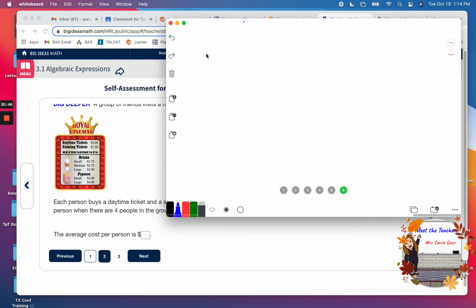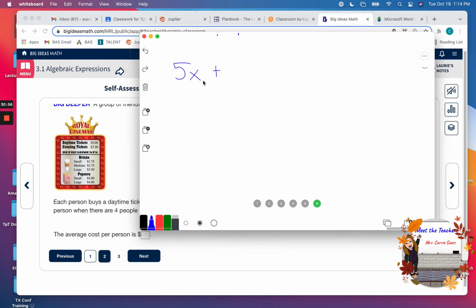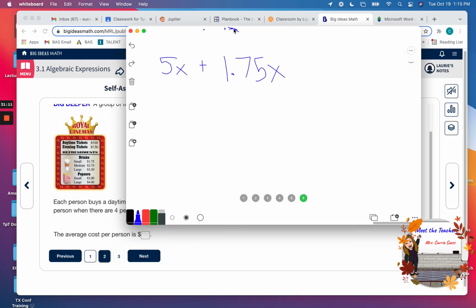So, daytime ticket. How much is a daytime ticket? $5. $5 times the number of people, X, plus, then what do we buy? A small drink. Everybody got a small drink. What's the cost of a small drink? $1.75, times the number of people. And then we bought 2 large popcorns, so it's not times the number of people, it's just 2 large popcorns. What does 1 popcorn cost? $4. So what would 2 popcorns cost? $8. So I can just say plus 8.